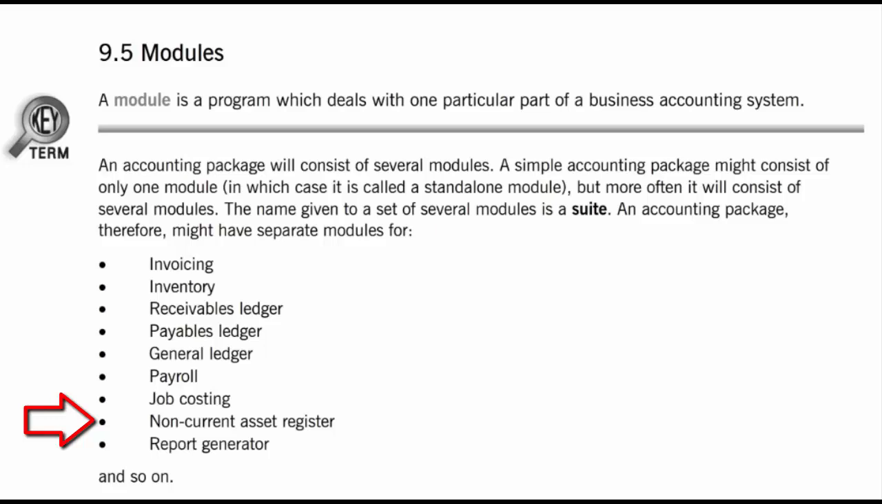Non-current asset register module. Every company owns items like land, buildings, machinery, or vehicles that are used for more than 1 year. This module records all these assets, tracks their purchase date, value, and depreciation, the reduction in value over time. This is essential for accurate reporting and tax calculations. Report Generator module. This is like the reporting office of the accounting system. It allows you to create customized reports for decision-making, such as monthly sales performance, expense analysis, or cash flow trends. Managers and accountants rely on these reports to make better business decisions.